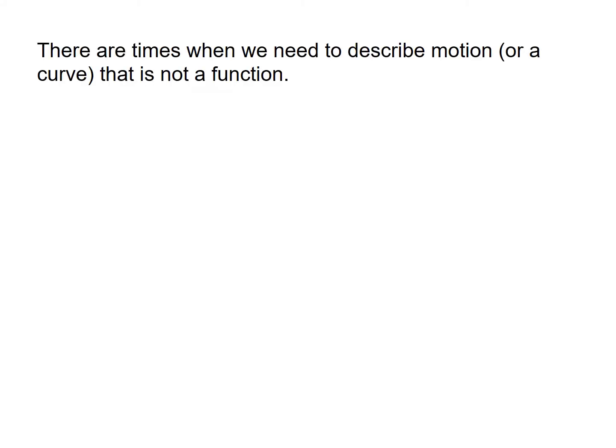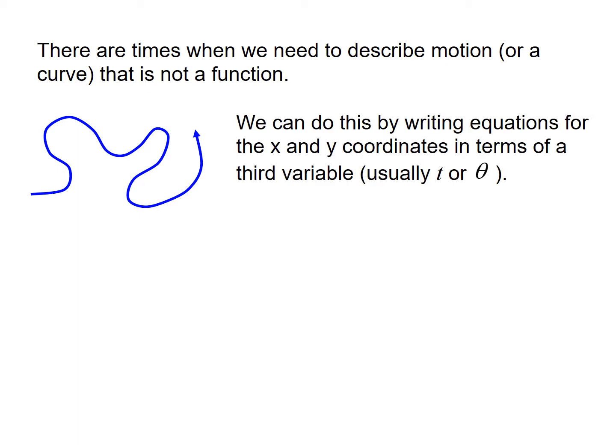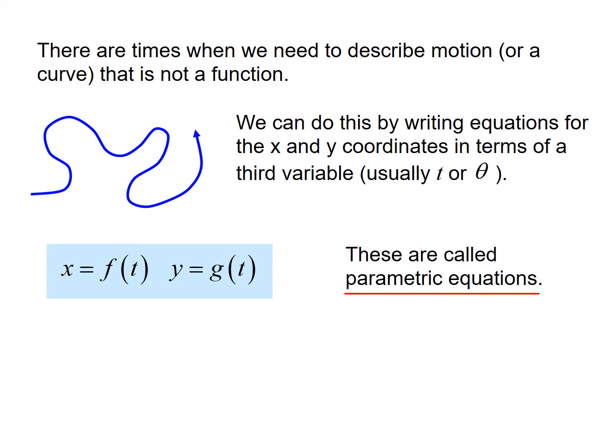So there are times when we have motion that's not a function, that doesn't pass the vertical line test. So something like this is not a function, but we may still want to describe that path, and it's often more easily done through parametric equations. When we describe x and y each as their own function of another variable, we usually use t or theta. So we would write this as x equals a function of t and y equals a function of t. And these are what we refer to as parametric equations.